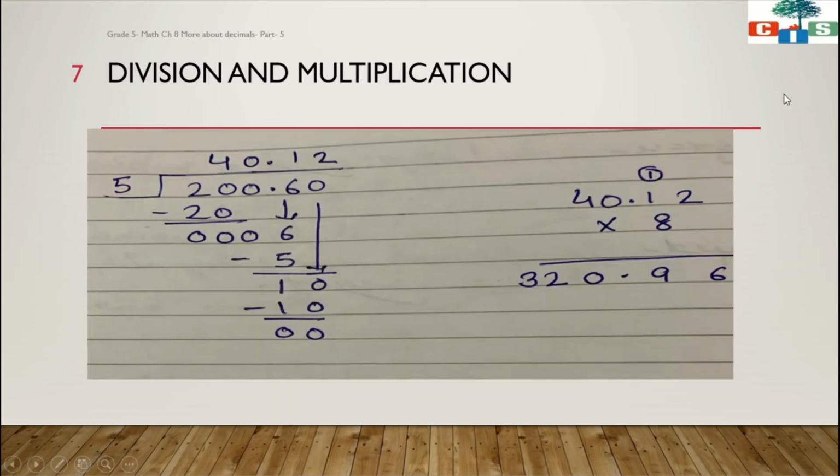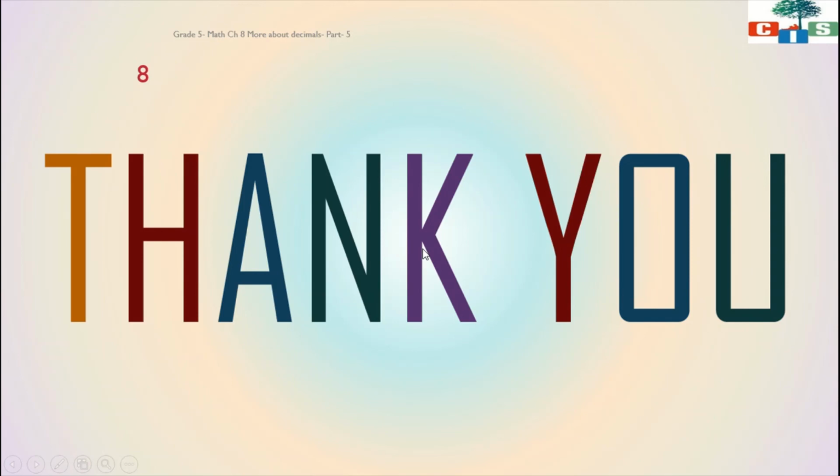Scholars, here I have shown you division process and multiplication process where I have divided 200.60 by 5. So when I divide, I will get quotient as 40.12, which is the cost of 1 apple, and then I have multiplied 40.12 with 8, and I will get the cost of 8 apples, which is 320.96. So scholars, here I have solved 3 sums out of 5. Rest 2 sums you have to do by yourself.